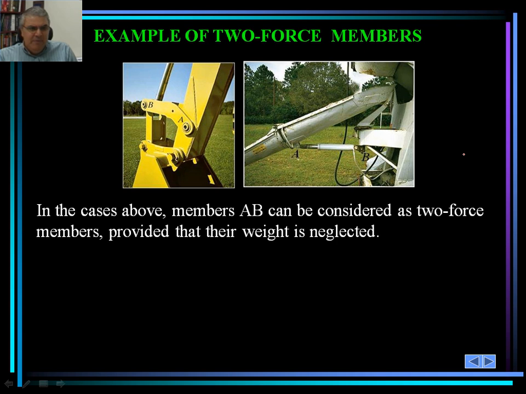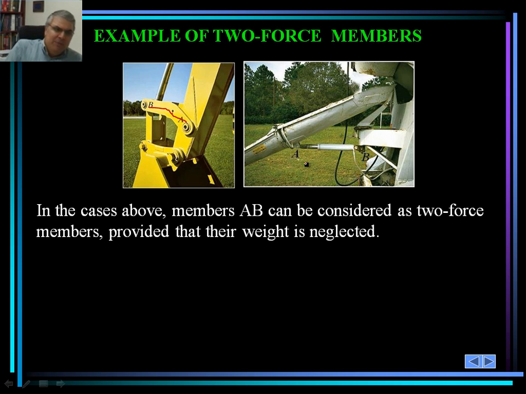So some of the examples are shown here. These are some of the cases. Look at AB here. Although the member is a little bit curved, it would still satisfy our criteria because it's already being connected at the third point.